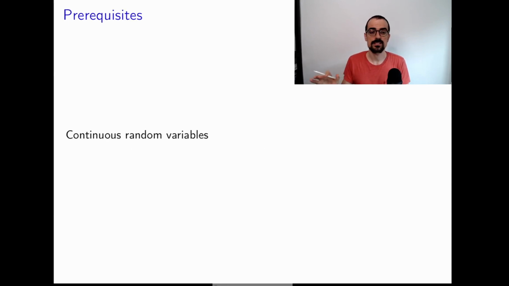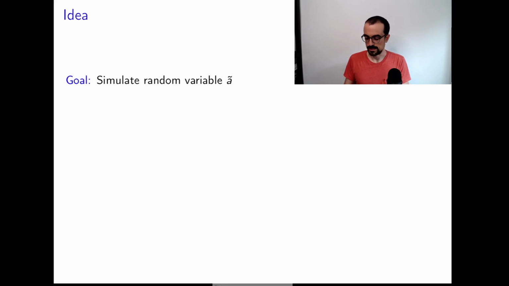The only prerequisites are continuous random variables. As you will see, the idea involved is very clever. At least the first time I saw it, I found it a little bit confusing, but I think it's actually really clever. But it only requires simple concepts such as essentially the cumulative distribution function. Okay, so let's get to it.